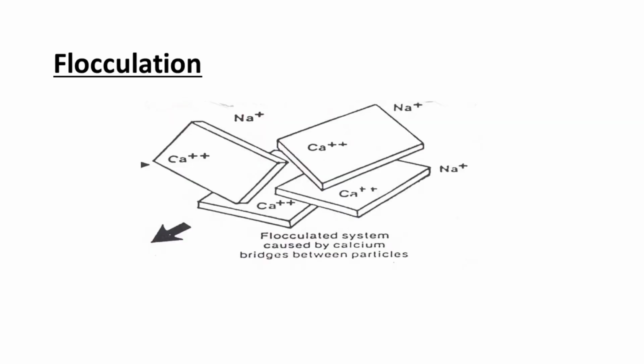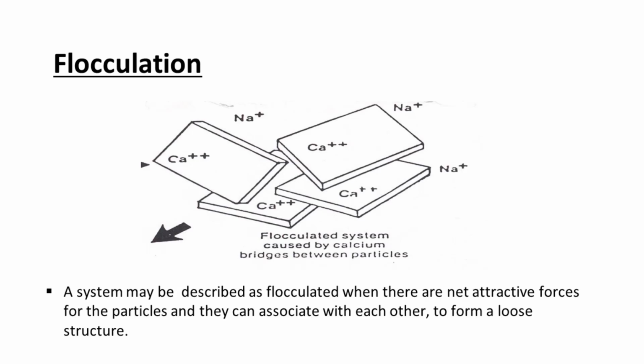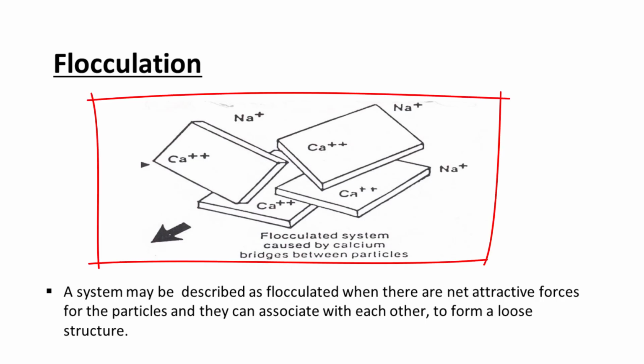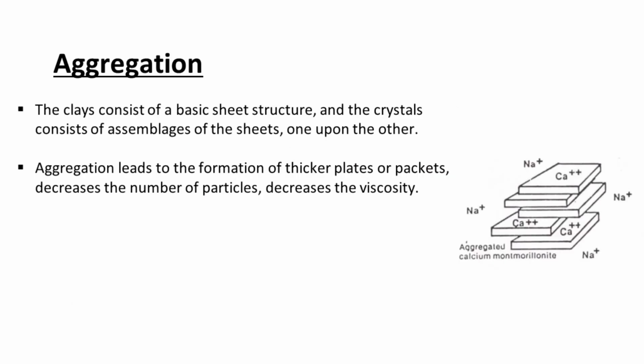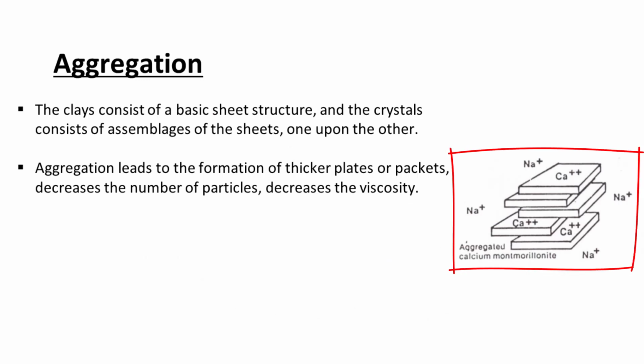A flocculated system, on the other hand, is a system where there is a net attractive force between the particles. The particles in flocculated systems can associate with one another and form loose structures. Unlike a flocculated system where only loose structures form, thin sheets of molecules combine to form thicker sheets in aggregated systems. Such behavior decreases the number of particles in the suspension and decreases its viscosity.